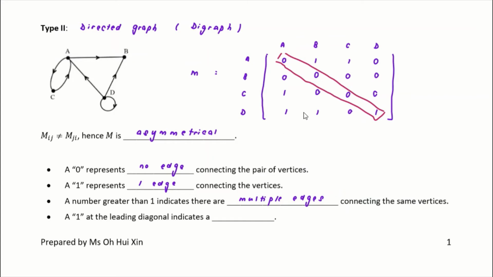Okay, so the one in the leading diagonal: just now we said the leading diagonal is where the same row and same column intersect. So A, B, C, D. If you have a 1 in the leading diagonal, it means there's a loop. If you have a clean leading diagonal of 0, 0, 0, 0, it means your graph shouldn't have any loop. All right, so that's the idea.